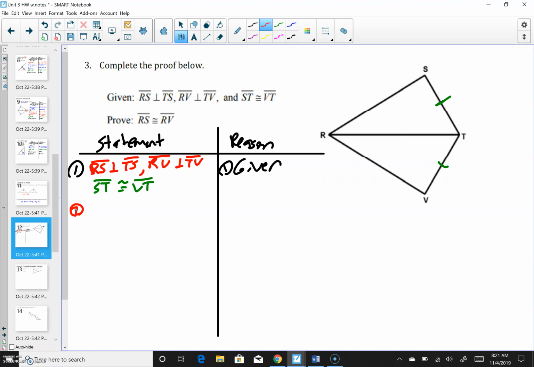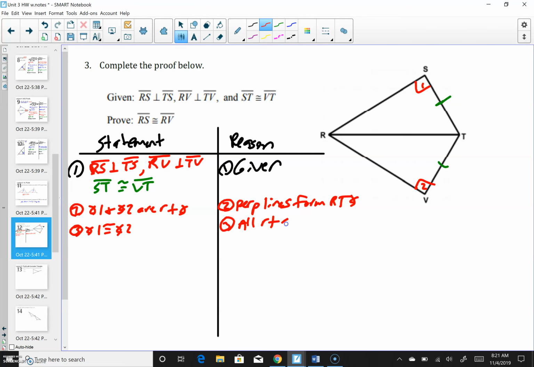So RS and ST would give us a right angle at S, and then RV perpendicular to TV would give us a right angle at V. So angle 1 and angle 2 are right angles. The reason for 2 is perpendicular lines form right angles. And then we always follow that up with saying that those two angles are congruent, and our reason is because all right angles are congruent.